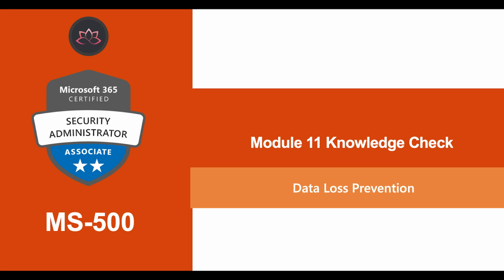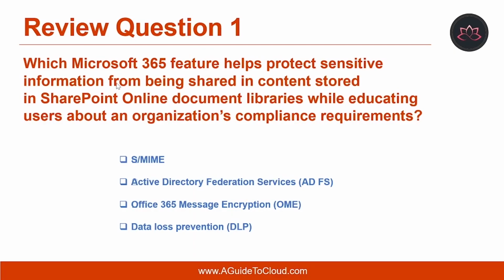In this section, we are going to go through Module 11 Knowledge Check. Module 11 is data loss prevention. Let's look at the first question. Which Microsoft 365 feature helps protect sensitive information being shared in content stored in SharePoint Online document libraries while educating users about an organization's compliance requirements? The correct answer is data loss prevention, or DLP.